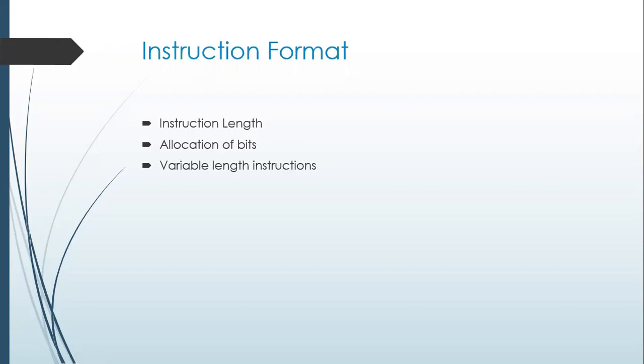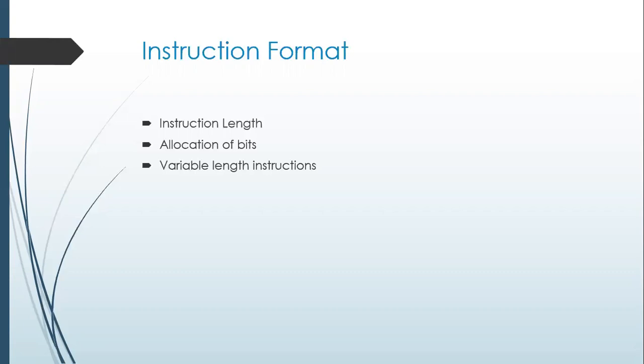I've already told you, if we are going to use different kinds of addressing modes, then when we are specifying the instruction, we need to specify which addressing mode we are going to use. For specifying that addressing mode, you are going to need a few bits, right? For opcode, you need a few bits. For specifying the address, you are going to need a few bits. So the instruction format varies depending upon these factors.